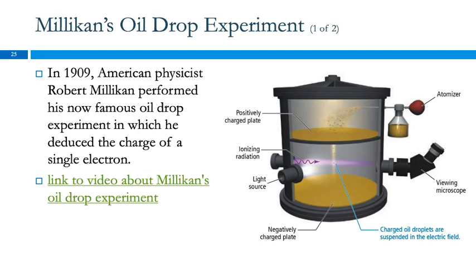American physicist Robert Millikan in 1909, just after Dalton's atomic theory, performed what's called his oil drop experiment. And from this, he was able to deduce the charge of a single electron. Did you have a question? Not really. No, I don't think they really knew about the protons yet. The electron was the first particle to be discovered.